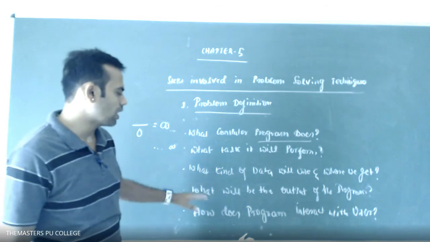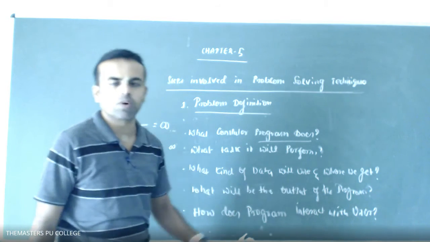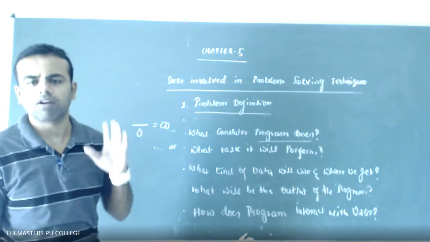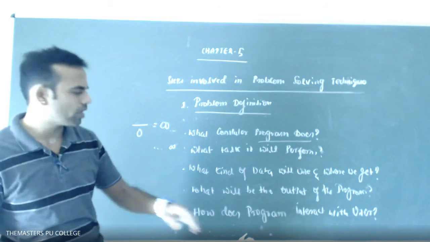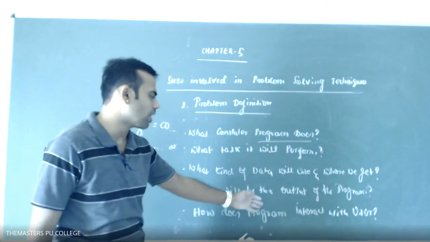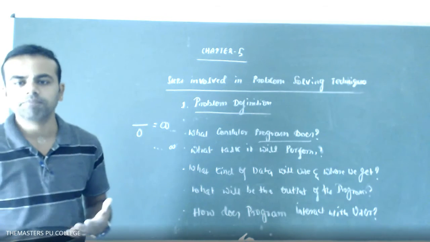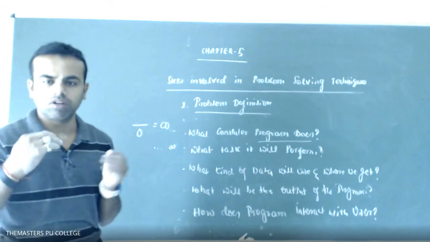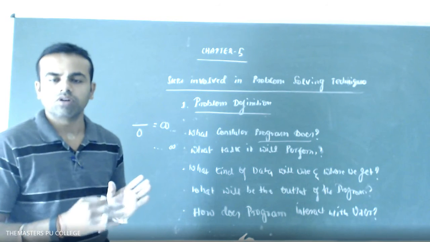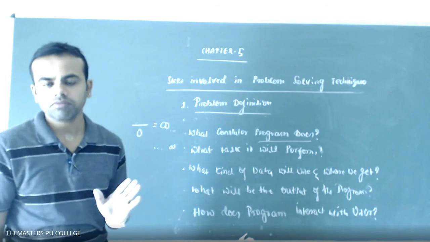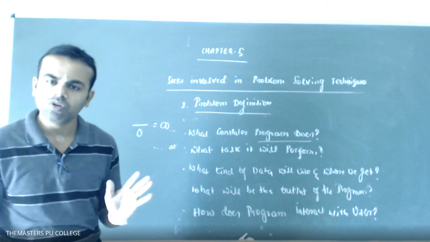So we must know that. So what will be the output of the program? So what output do we get, what is the ultimate answer? Okay, we must know that. And then how does the program interact with the user? Whatever program we write, it should be written universally. Is that understood? It should be universal.